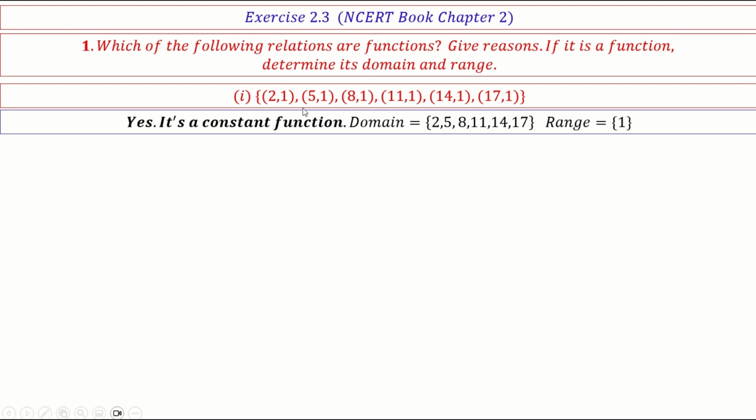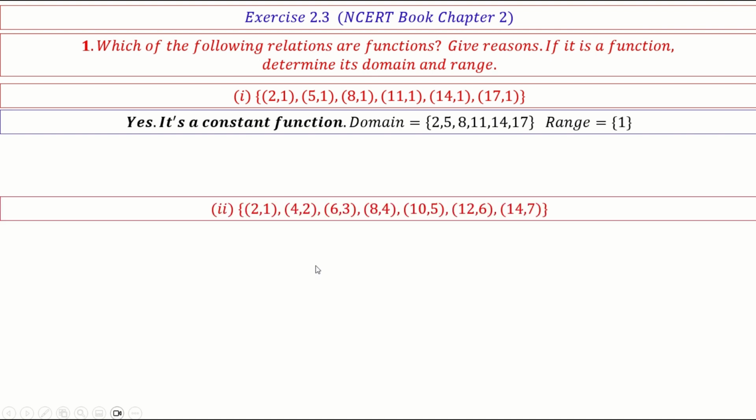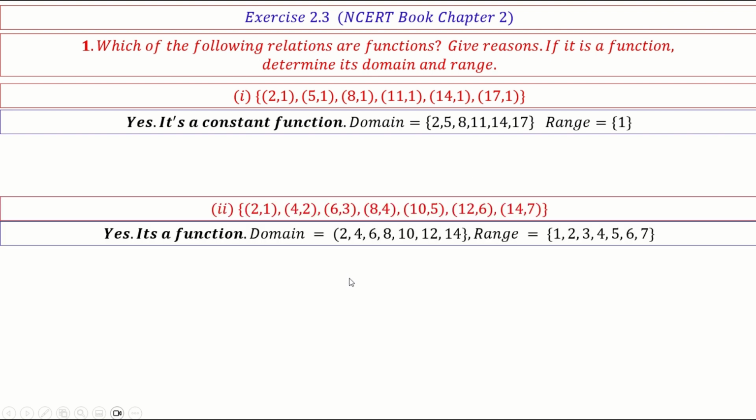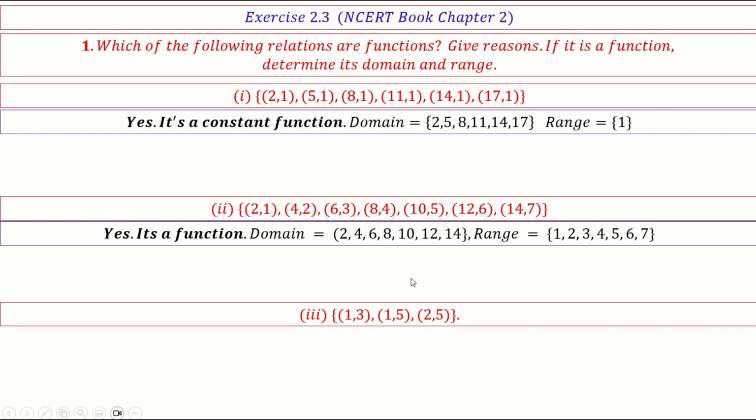So here the domain is 2, 5, 8, 11, 14, and 7. Range is 1. So this is a constant function. Every element in set A has the same image in set B. This is called a constant function. So you can easily find out the domain and range from this one.